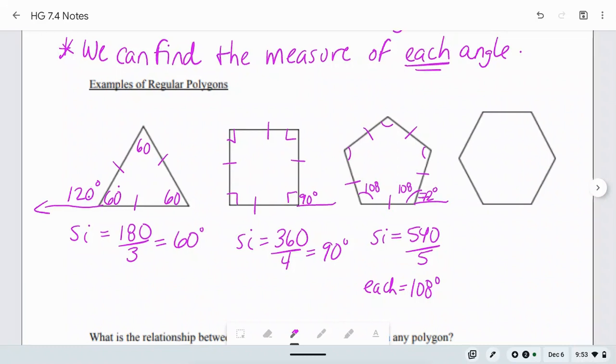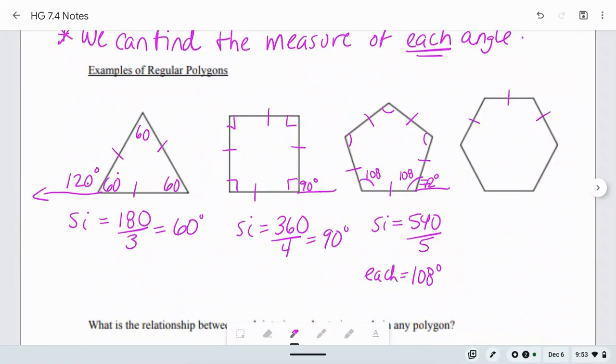Then in a regular hexagon, all the sides would be congruent and all of the angles would be congruent. The sum of the interior angles in a regular hexagon is 720 degrees. Since there's 6 angles, we could divide that by 6 to get that each interior angle is 120 degrees. And then if I want to find the exterior angle, I can just subtract that from 180. So each exterior angle in a regular hexagon is 60 degrees.